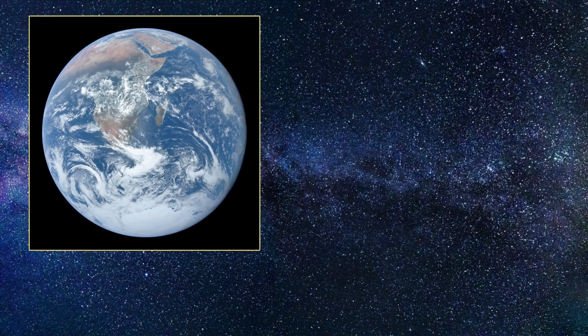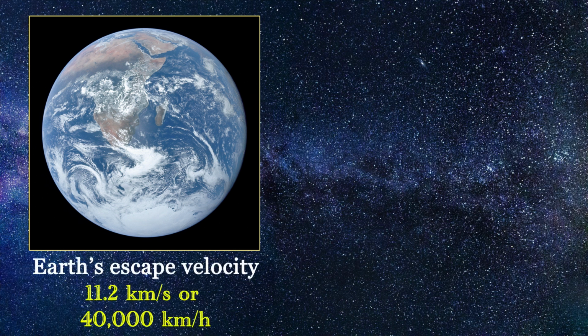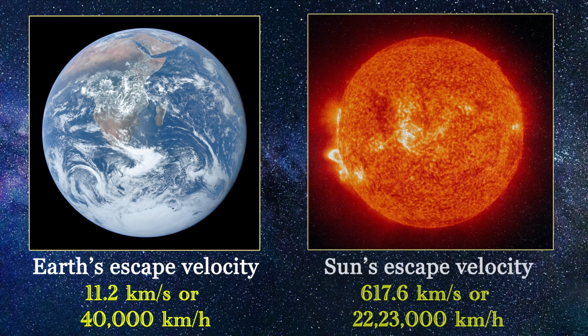So Earth's escape velocity, if we calculate it using that formula, comes out to be 11.2 kilometers per second, or about 40,000 kilometers per hour. Sun's escape velocity is much higher than this. It's about 615 kilometers per second, or about 22 lakh kilometers per hour. It's much more because it is much more massive. So, massive objects and compact objects have high escape velocity.